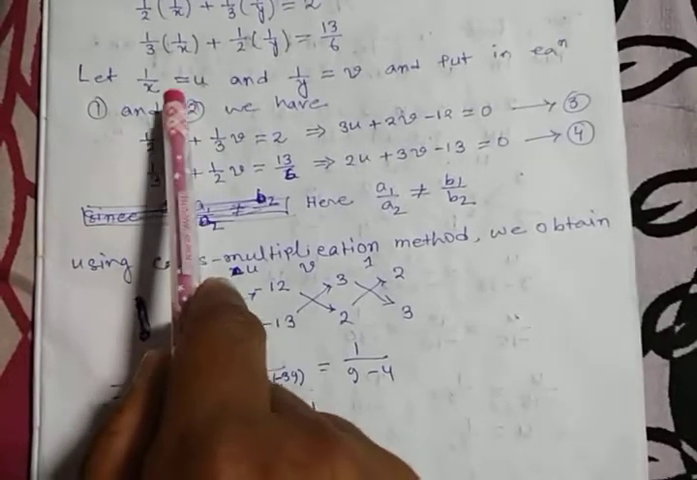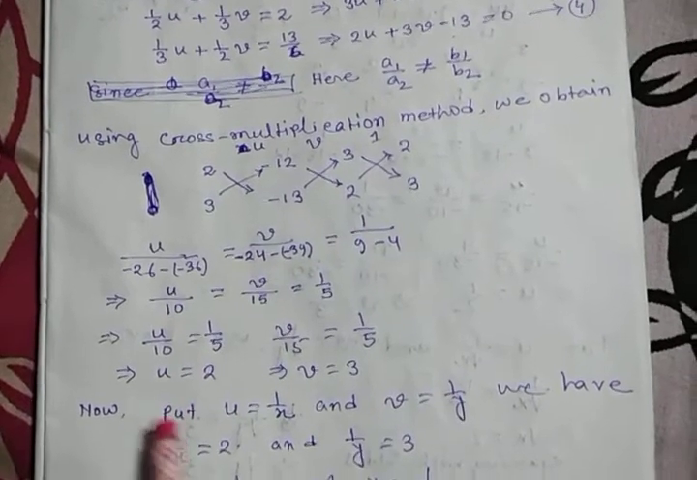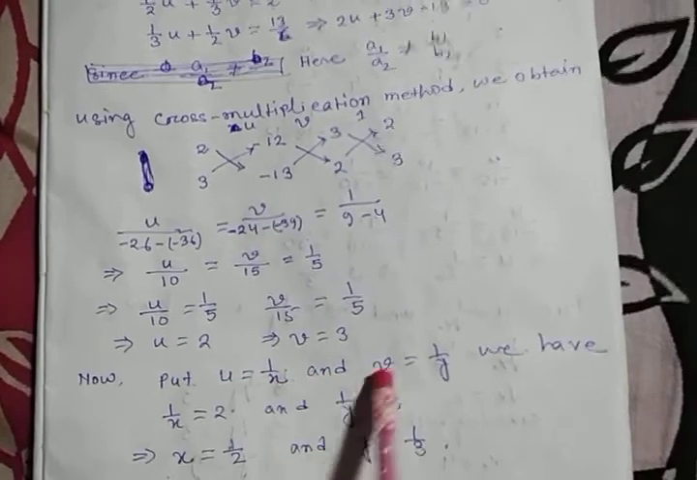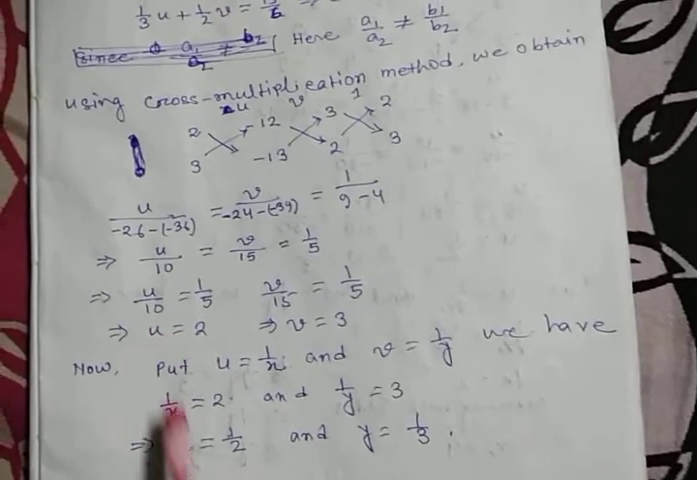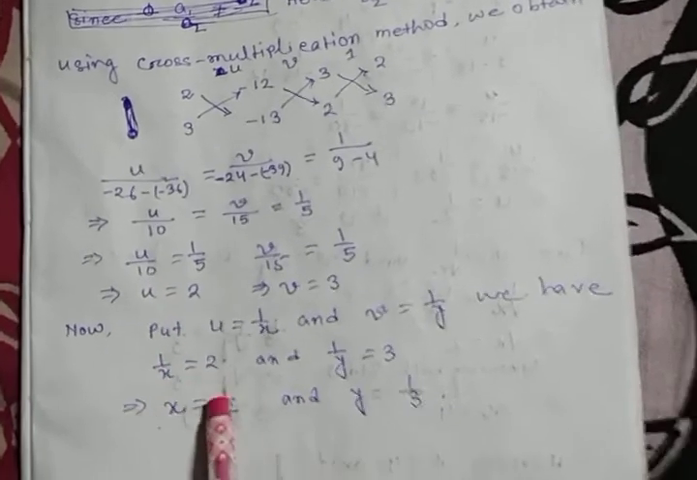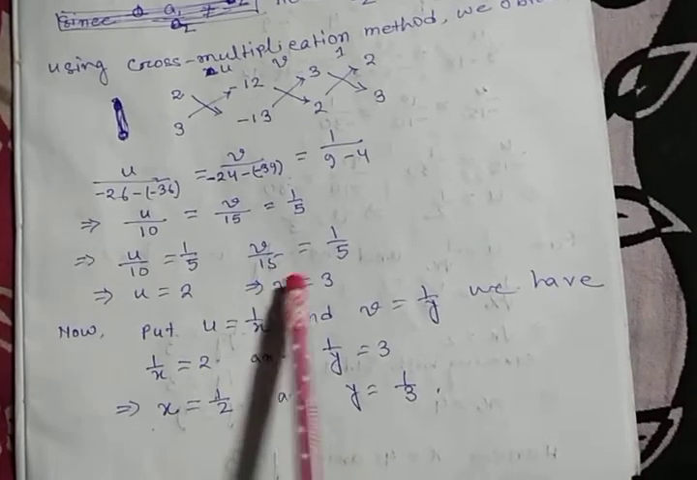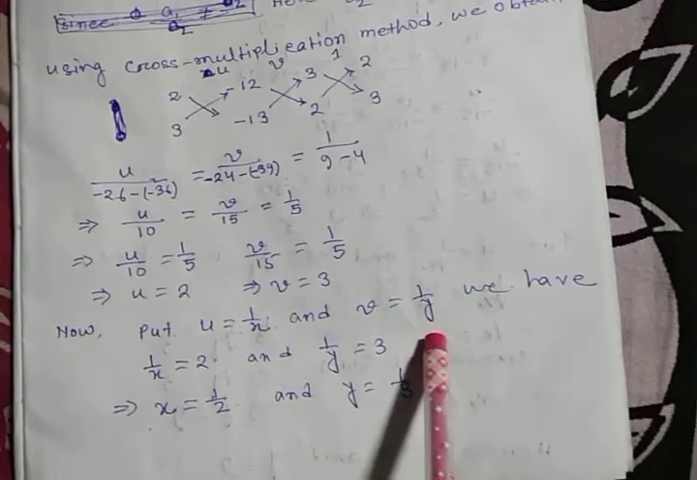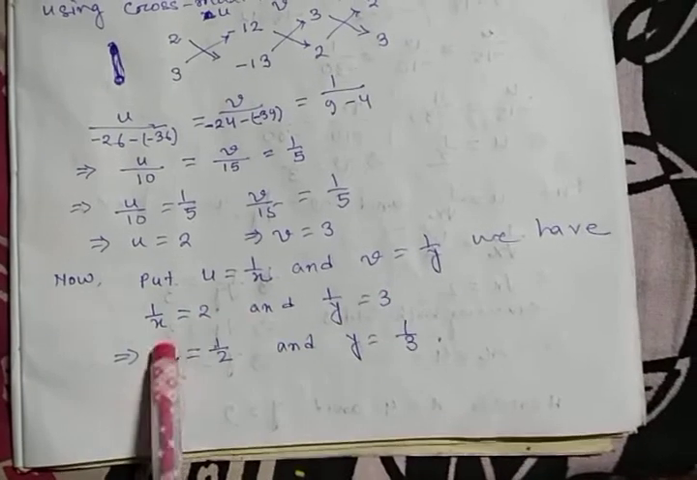Now we have already taken u equal to 1 by x and v equal to 1 by y, so we put these back. Since u equals 2, in place of u we put 1 by x, so 1 by x equal to 2. Then this implies x equal to 1 by 2. Same way, v is equal to 3, and v is 1 by y, so 1 by y equal to 3. After taking the reciprocal, y equal to 1 by 3. These are the solutions of x and y.